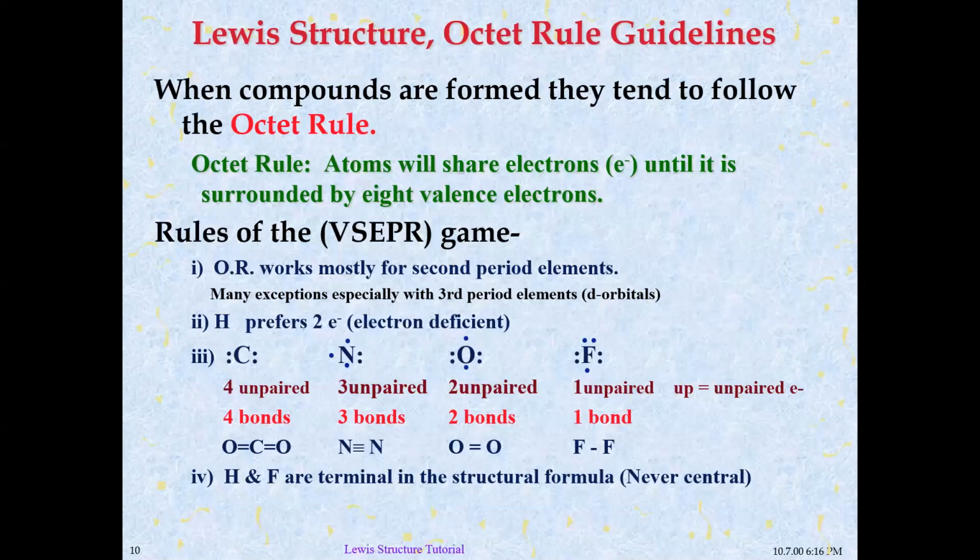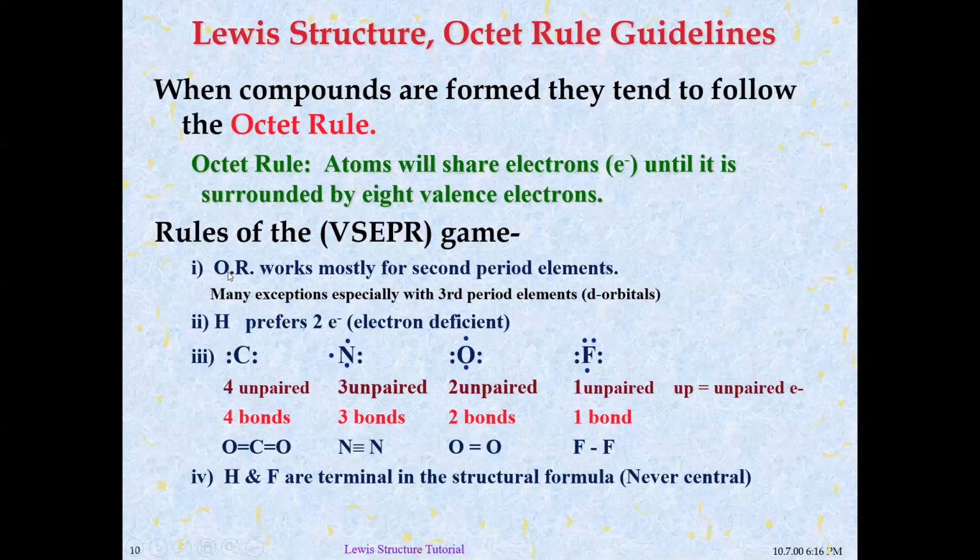So now, the guidelines in doing this: when compounds are formed, they follow the octet rule. The octet rule says that atoms will share electrons until surrounded by 8 valence electrons. So when you're drawing your Lewis structure, every atom in that molecule must have 8 valence electrons, except hydrogen, which can only form a single bond. Hydrogen can only form a duplet, so you can't make hydrogen an octet. We call it the valence shell electron pair repulsion, VSEPR. We get to that later.